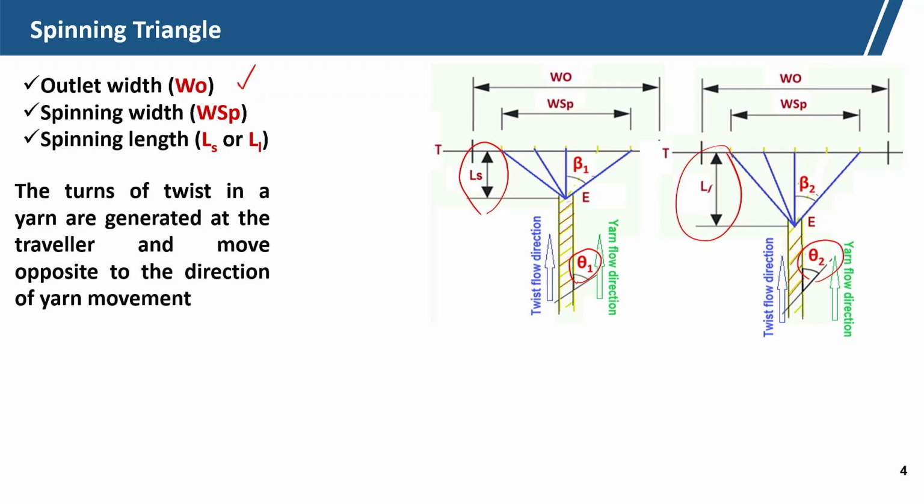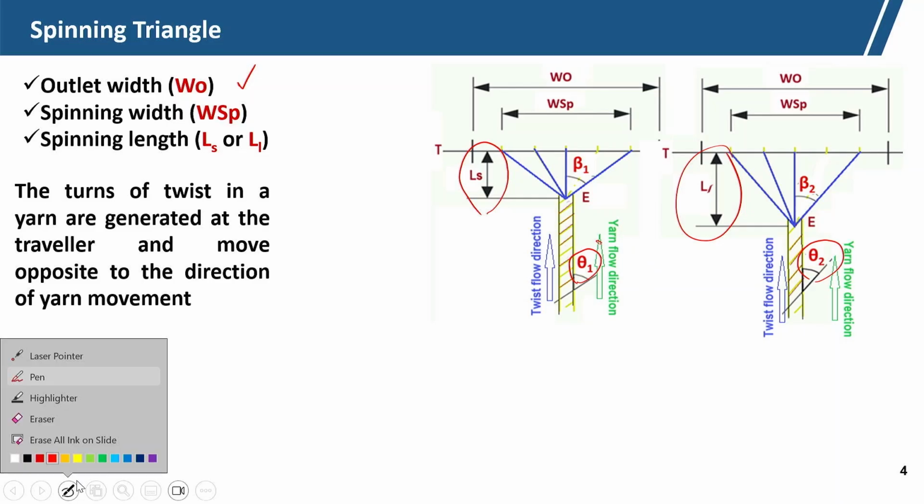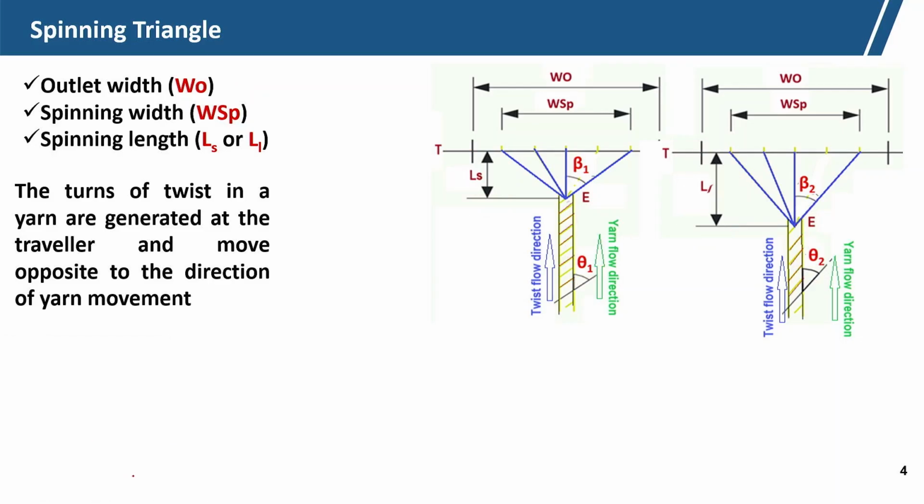Turns of twist in a yarn are generated at the traveller zone and move in the opposite direction to the yarn movement. Sorry, this is given in the wrong direction, I will correct it. So, this is the yarn flow direction, and the twist flow direction will be in the opposite direction.